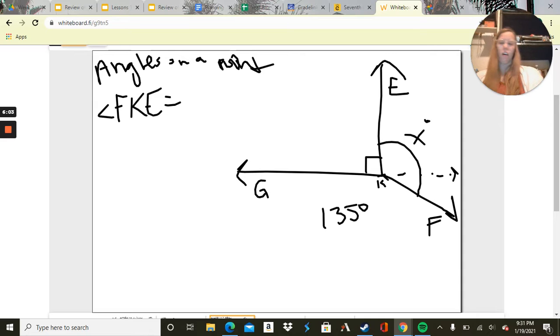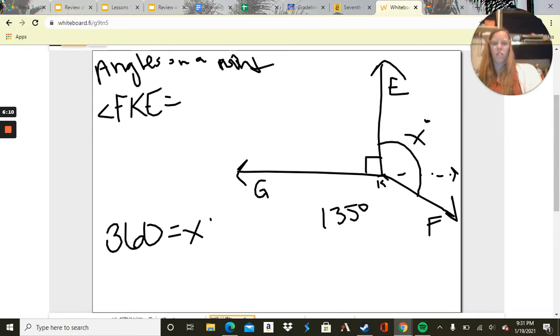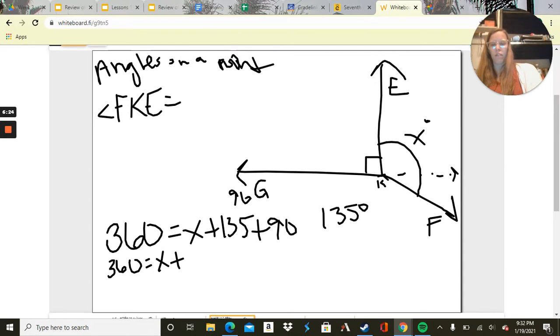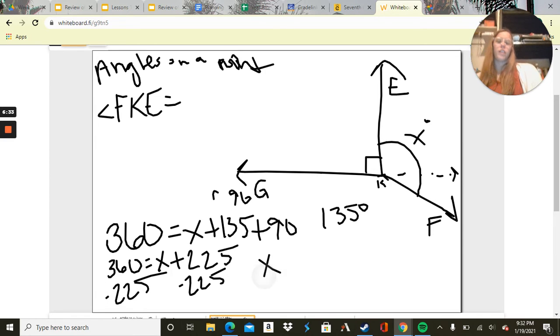And let's remember that they all are going to add up to 360. So 360 equals x plus 135 plus 90. Remember, that's what the box means. So 135 and 90 is what? Let's put it over here to add easier. 5 and 2 is 7... so 225. We're going to subtract 225 from both sides.